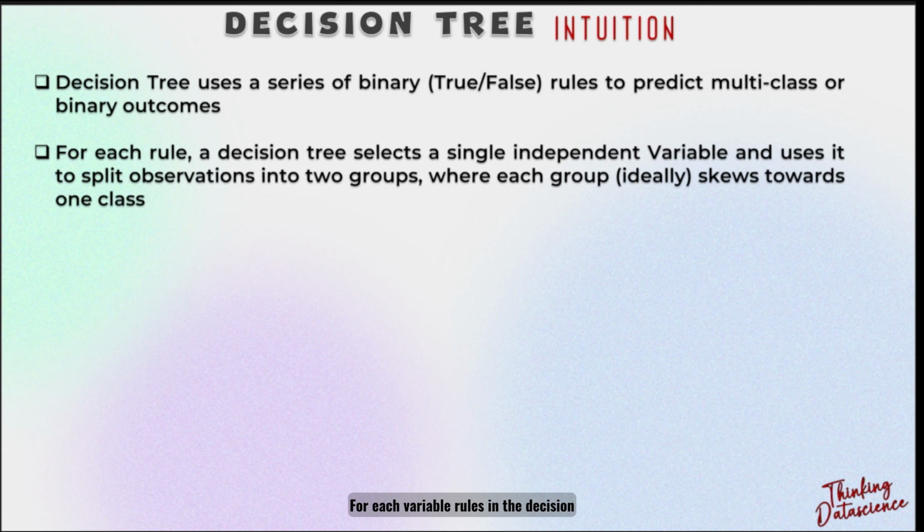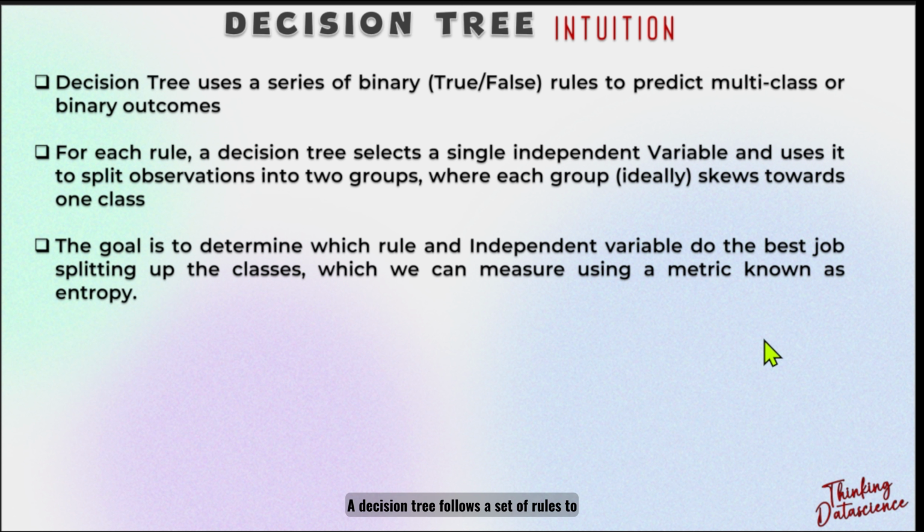For each variable rules in the decision tree, one independent variable is selected and the training data is divided into two groups. The aim is to split the data in a way that each group represents a single value of the categorical variable you are trying to predict. This helps in making accurate prediction.